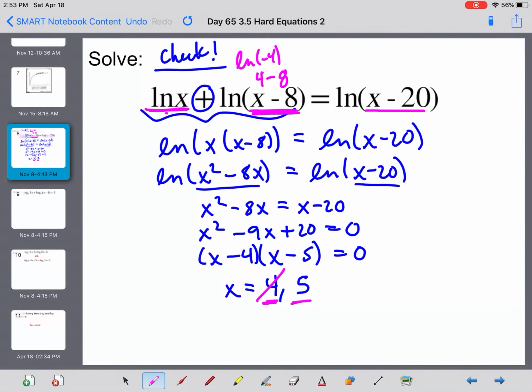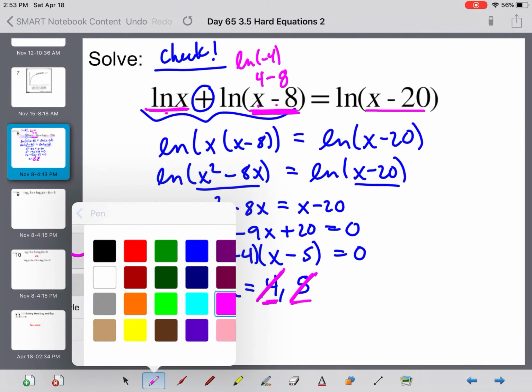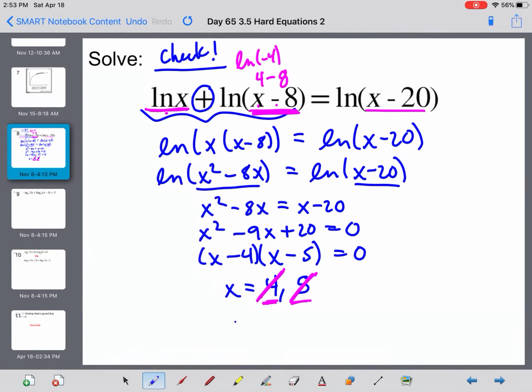I'm going to run into the same issue with 5. 5 minus 8 is negative 3. Natural log of negative 3 I can't have. So 4 and 5 are technically called extraneous solutions. So this one means that this would just be the empty set, or that it has no solutions.